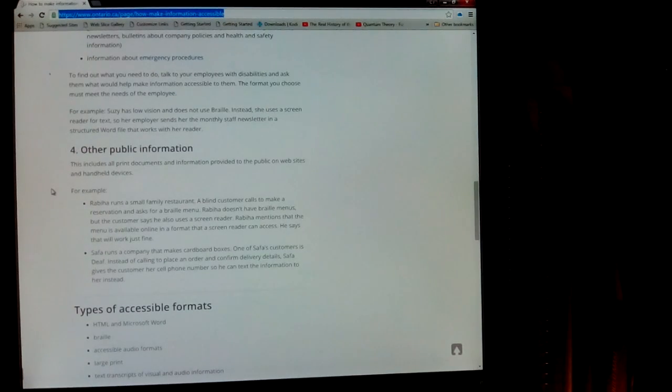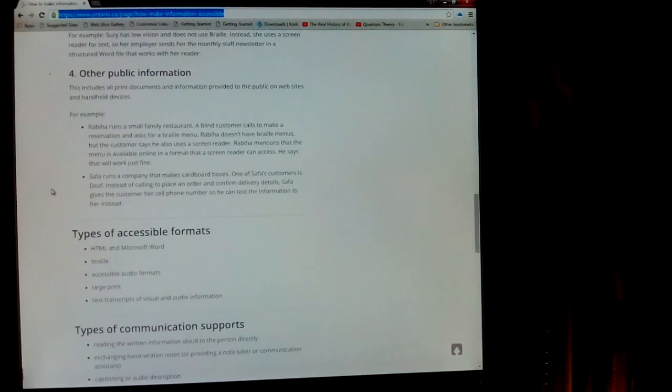For example, Susie has low vision and does not use Braille. Instead, she uses a screen reader for text, so her employer sends her the monthly staff newsletter in a structured Word file that works with her reader.